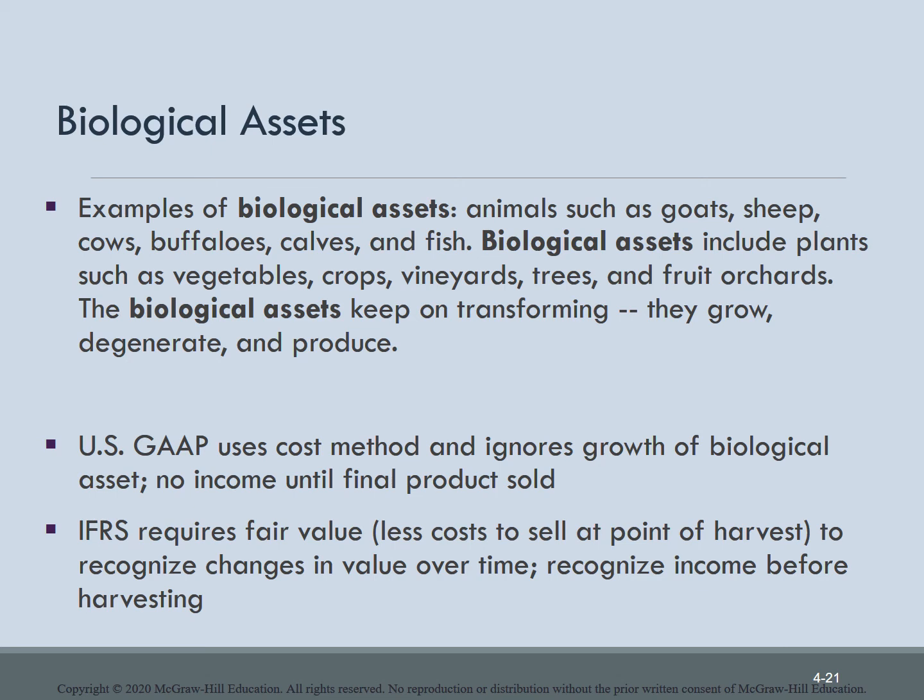Biological assets keep on transforming. They grow, degenerate, and produce. All right, so US GAAP doesn't really recognize that that's what's happening. US GAAP uses the cost method and ignores the growth of the biological asset. No income is recognized until the final product is sold. Under IFRS, they are going to recognize these assets at fair value, and in doing that, they recognize the change in value over time, where these assets are growing. So they recognize income before harvesting as a result of that.